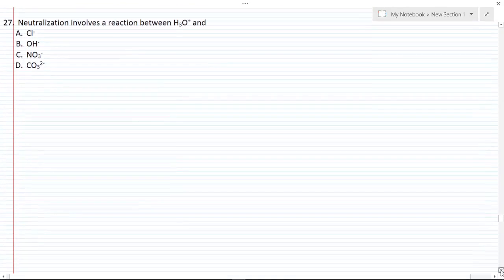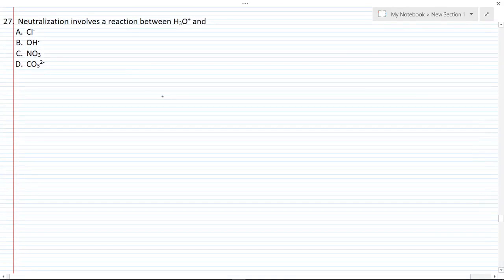So question 27. Question 27 says neutralization involves a reaction between H3O plus and A, chlorine ion, B, hydroxide ion, C, nitrate ion, and D, carbonate ion. H3O plus is actually called the hydronium ion. And whenever we hear neutralization, what comes to mind is reaction between acid and base to form salt and water.